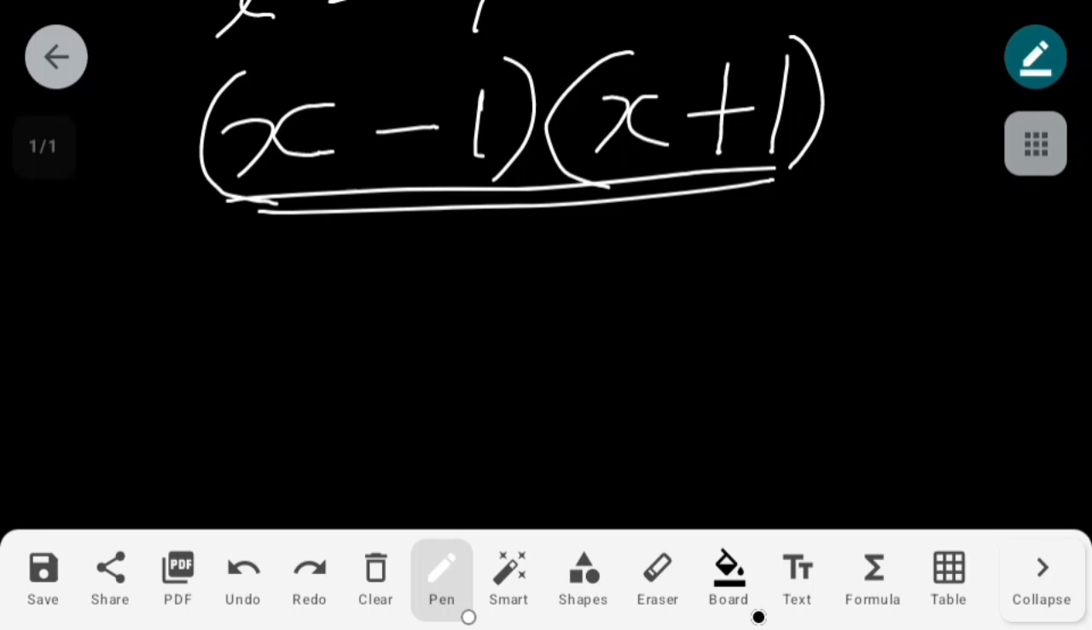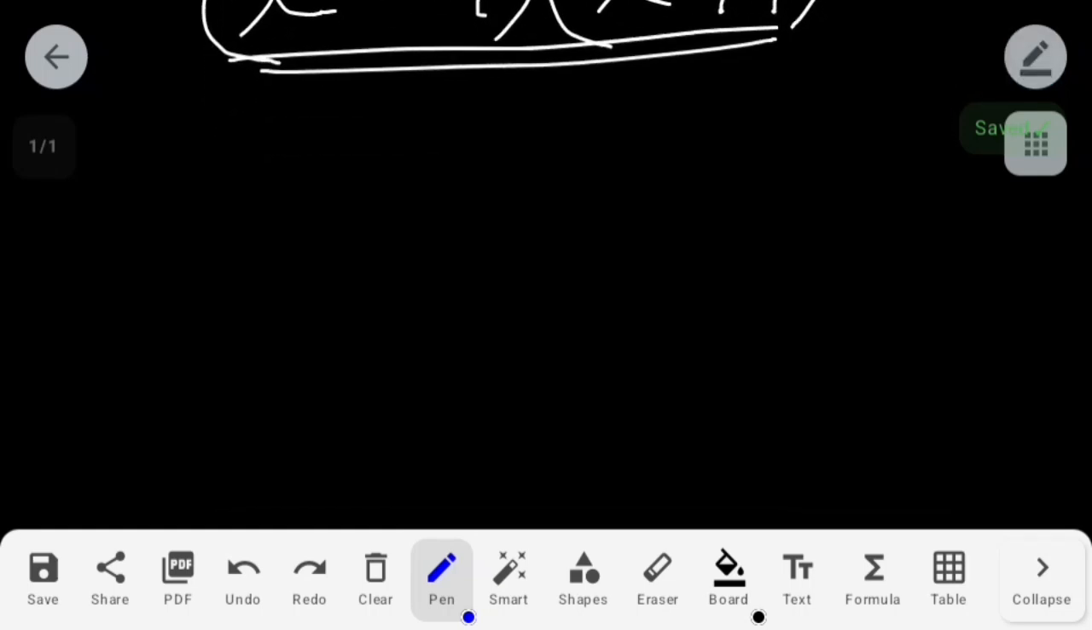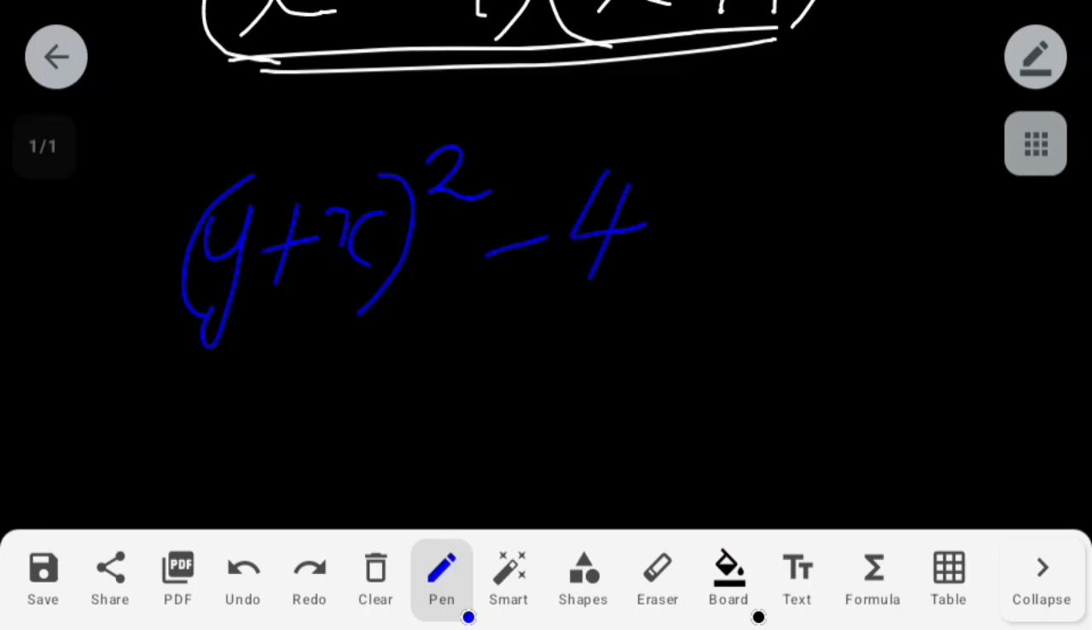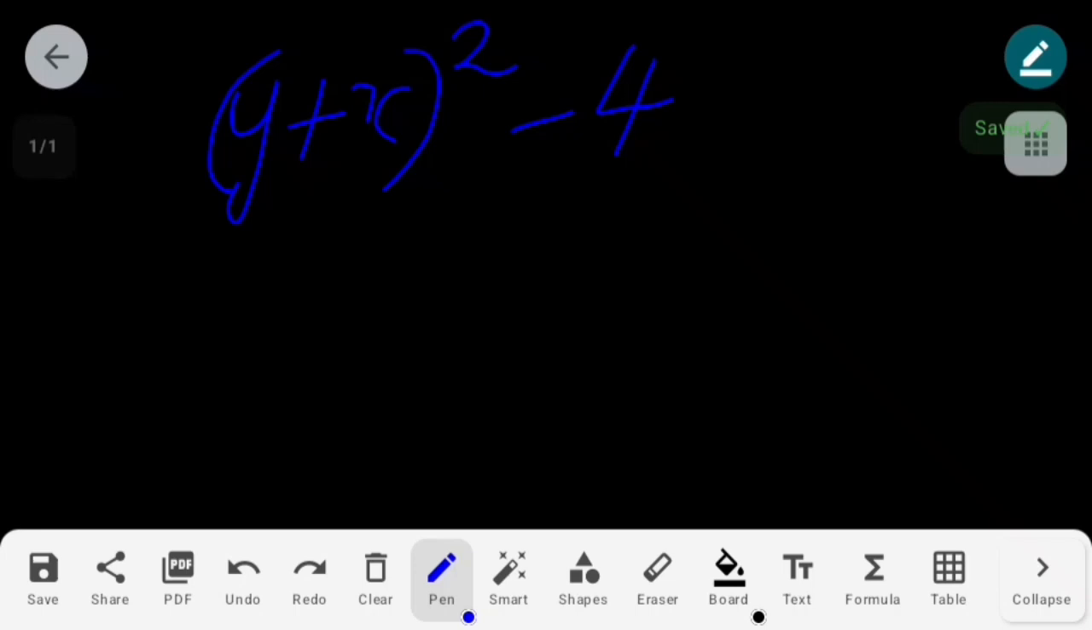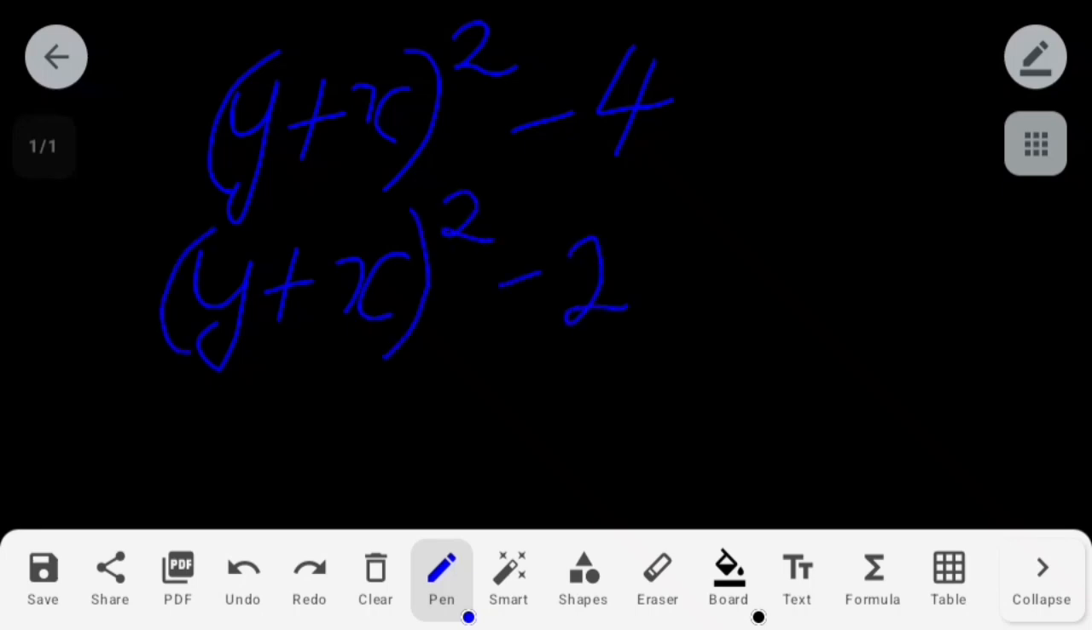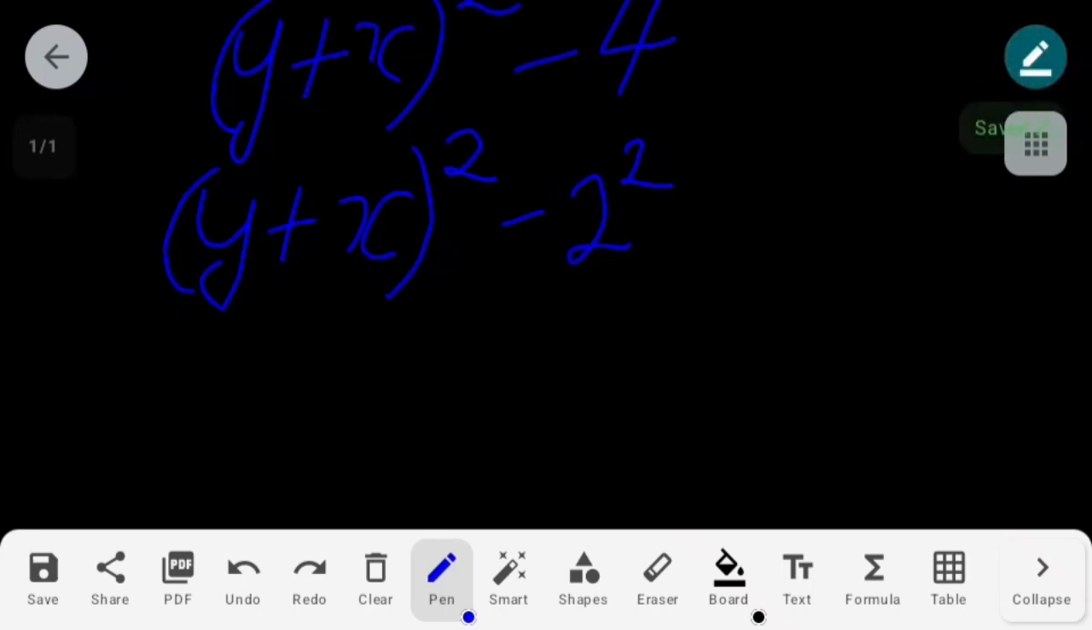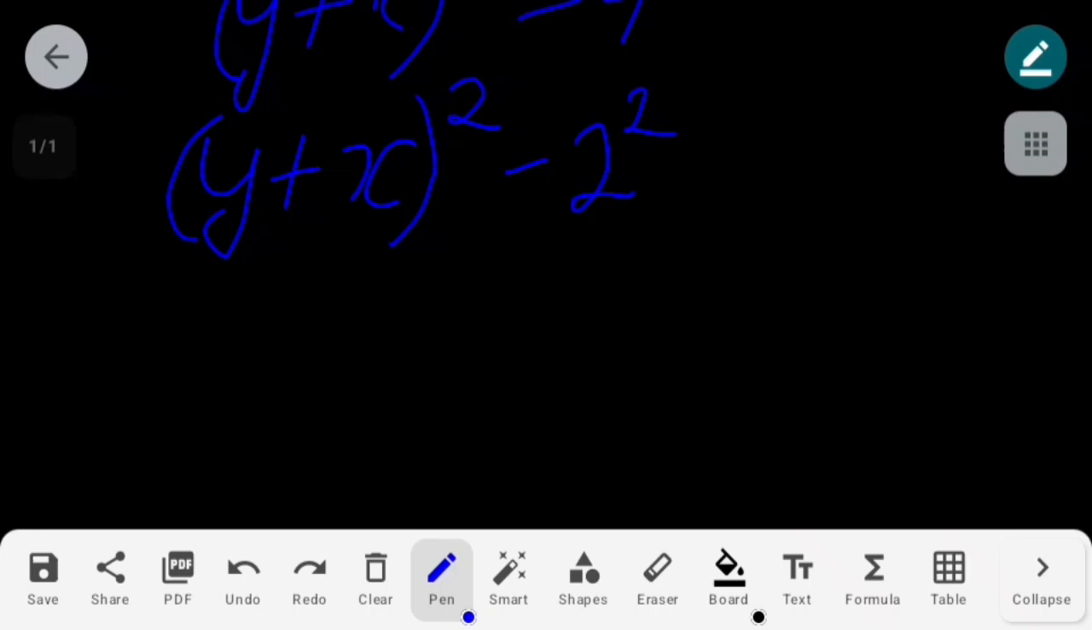Also on the November 2014 paper 2, it says factorize completely y plus x, squared, minus 4. We also apply difference of two squares on this, since this is a square and 4 is also a square number. So we write it as y plus x, squared, minus 2 squared.